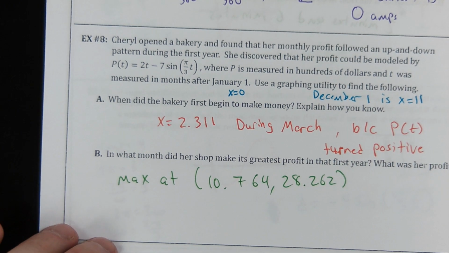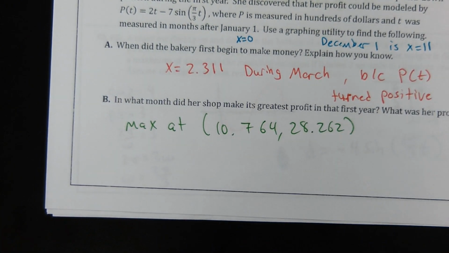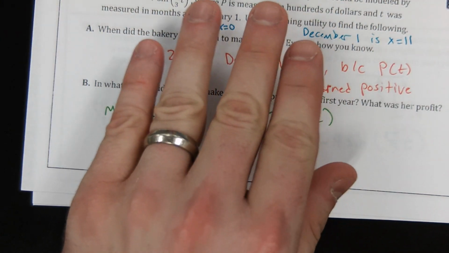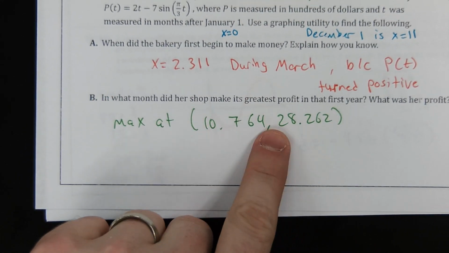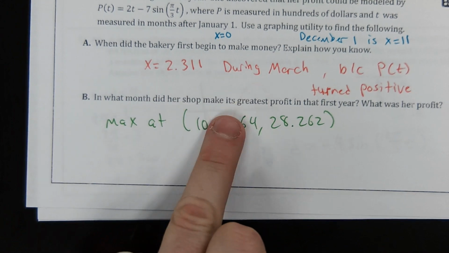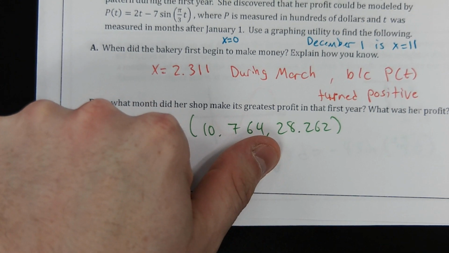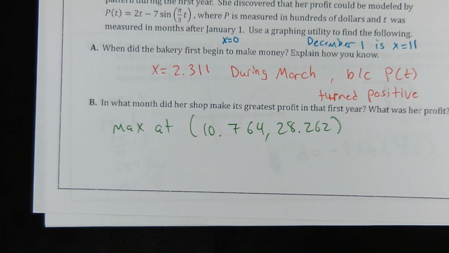So it says in what month? Well, again, I have to count on my fingers anyway. Ready? February, March, April, May, June, July, August, September, October, November. So it happened sometime in November.